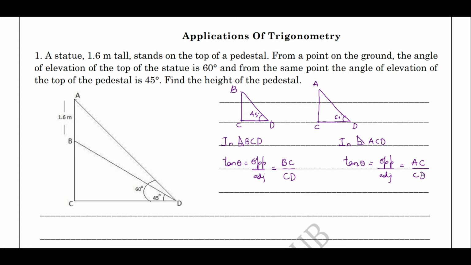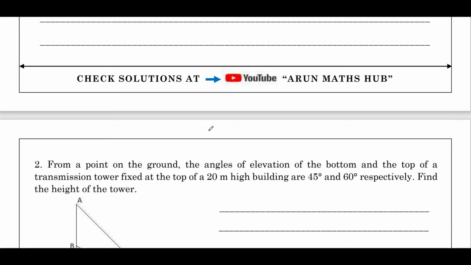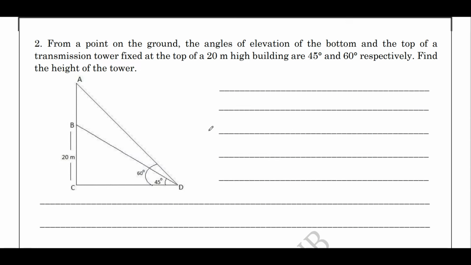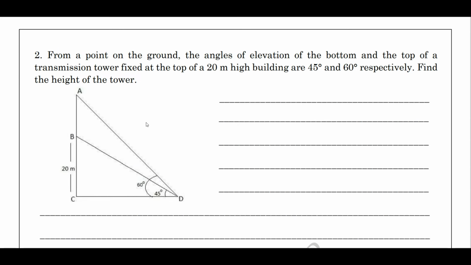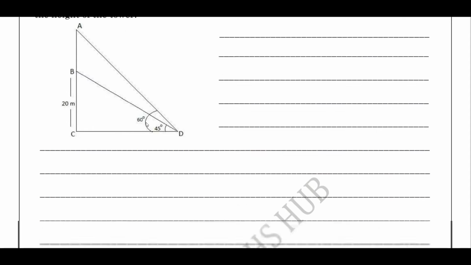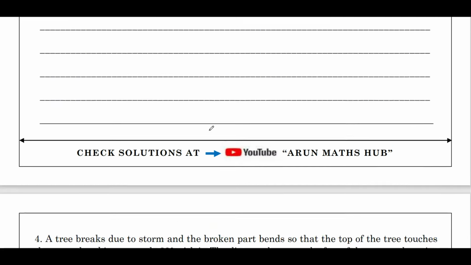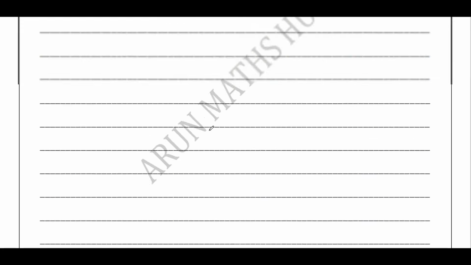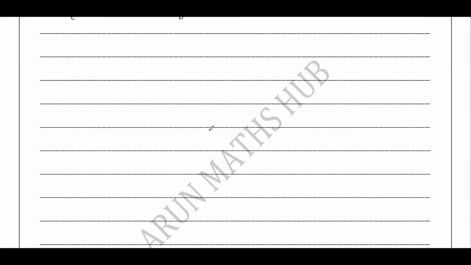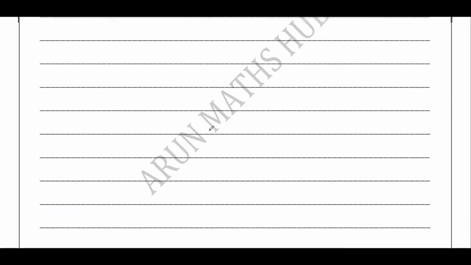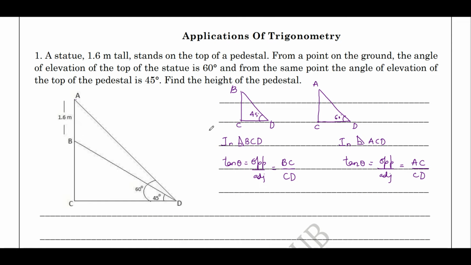Now the same way, for the next question also, I'll identify the right angle triangle and write the tan ratios. In the same way, try to write down the right angle triangle from the given figure and try to apply the tan ratio. For all the questions, you can do it in the same way. Only for few exceptional cases, you'll be using sin ratio or cos ratio.